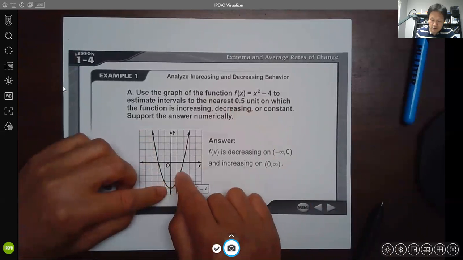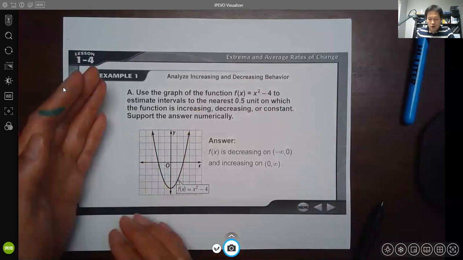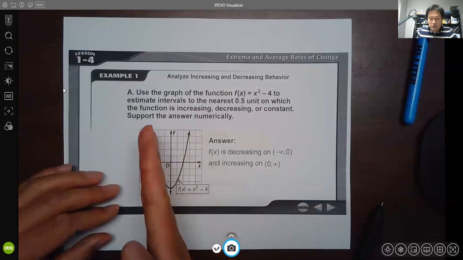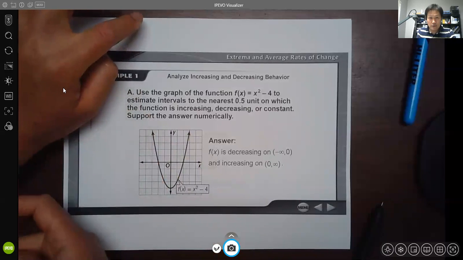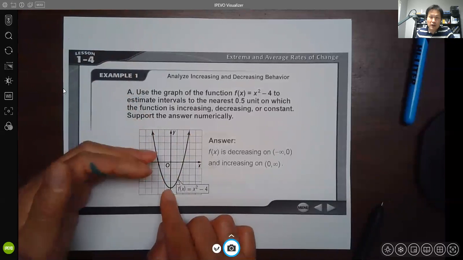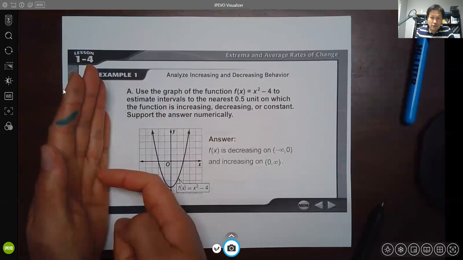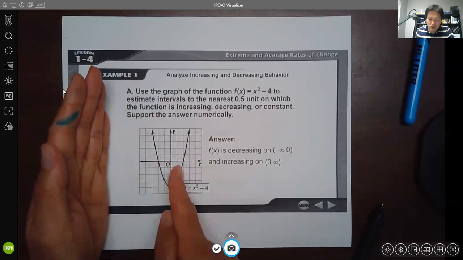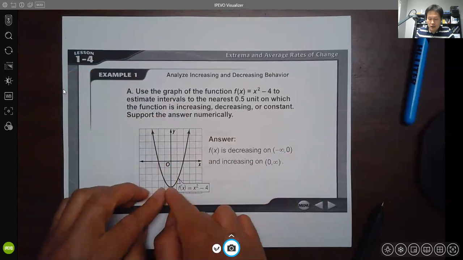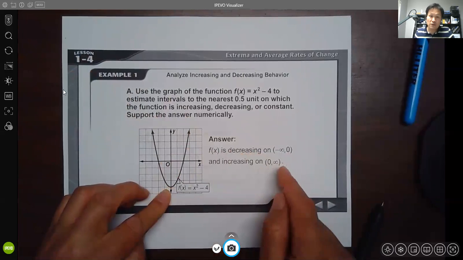Now it starts increasing from here to here. So you have to answer decreasing where to where. It's decreasing from the very left, like forever to the left. So it's decreasing all the way up to here. You have to answer in x value to x value. Where to where is it decreasing? Left to forever, which is minus infinity to 0, decreasing. Now it starts increasing from x value 0 through forever to the right, which is 0 through infinity.